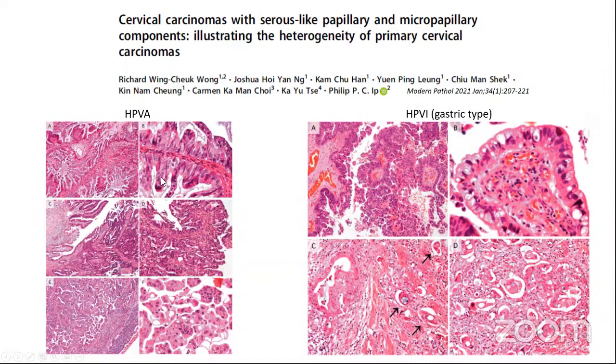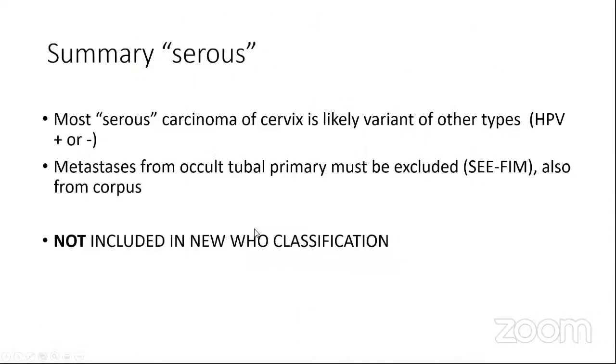So again, if you see something that looks like a high-grade serous carcinoma in the cervix, you have to make sure that it's not a primary cervical adenocarcinoma, either HPV-associated or HPV-independent. So most serous carcinoma of the cervix are likely variants of either other types of HPV positive or negative tumors or metastasis from an occult primary, including in the endometrium as well as the fallopian tubes and ovaries, and therefore not included in the new WHO.